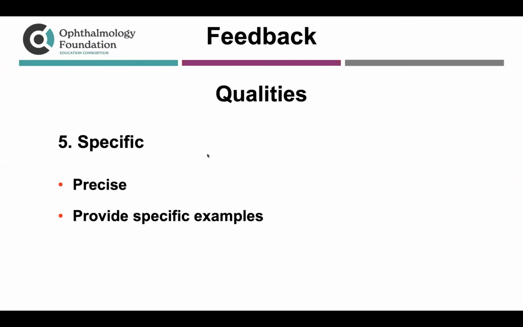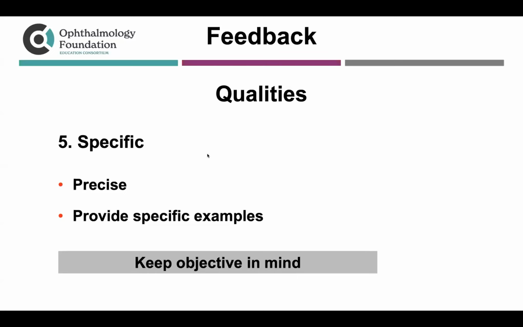The fifth quality for good feedback is be specific. Any behavior or anything that we are talking about should be precise and accompanied by specific examples. And we'll be talking about some such examples which will highlight this point.